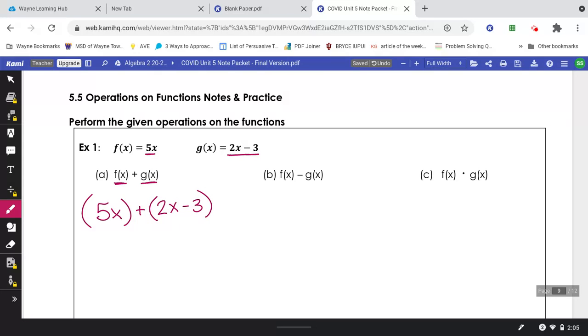Once you have everything substituted in, you add like terms. 5x plus 2x is 7x. And negative 3 does not have any like terms, so I bring down negative 3 minus 3. And that's my final answer.